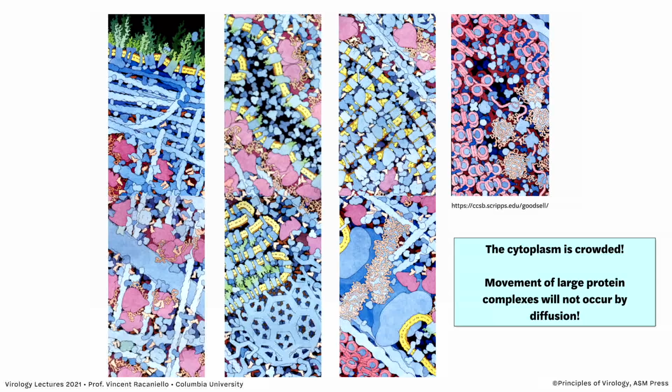Now, a key point here is that things don't just diffuse in the cell once they get in it. When I show you pictures of cells, they're often empty. And of course, that's not the case. But it would be too expensive to pay the artist to draw everything that's in the cytoplasm. But these pictures are actually pictures of what the cell cytoplasm looks like.